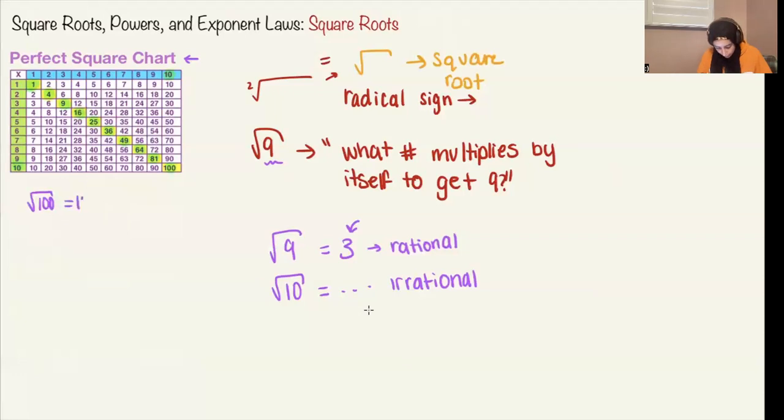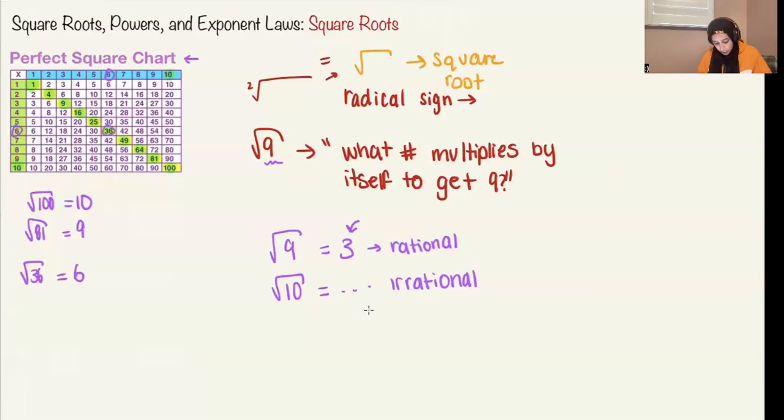That's 10. What's the square root of 81? What number multiplies by itself to give me 81? That's 9 times 9. So when I ask myself what number multiplies by itself to give me 81, I get 9. If I do the square root of 36, what number multiplies by itself to give me 36? That's 6 times 6 gives me 36.